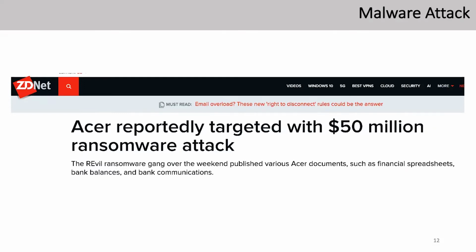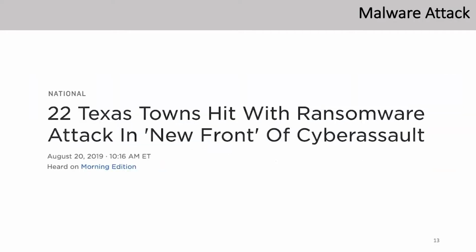Acer, a popular computer manufacturing company, was also targeted with a $50 million ransomware attack. 22 Texas towns were hit in a ransomware attack in 2019, a new front of cyber assault. Each town has a town government, where you have the tax information and all the confidential information like date of birth and social security number. And these were attacked using this new front, ransomware. Ransomware, as the name suggests, basically means that you attack somebody's computer and ask the person to give you money, otherwise you will leak some confidential information.